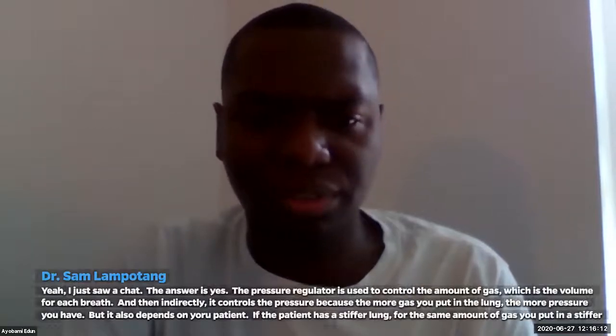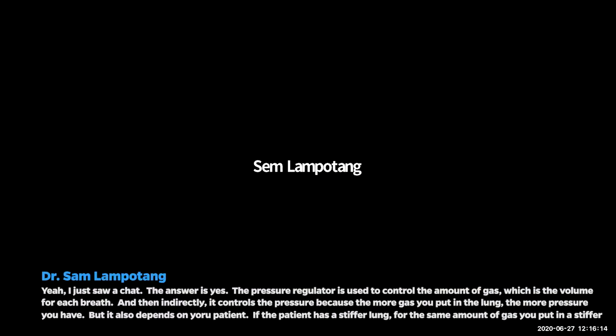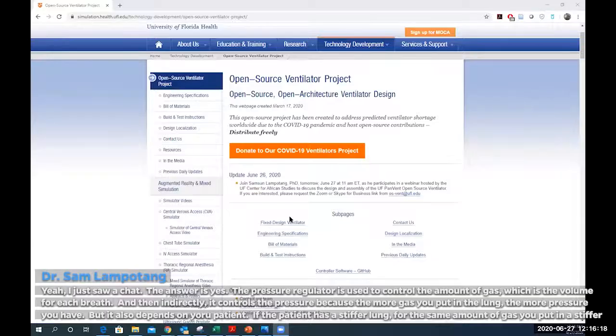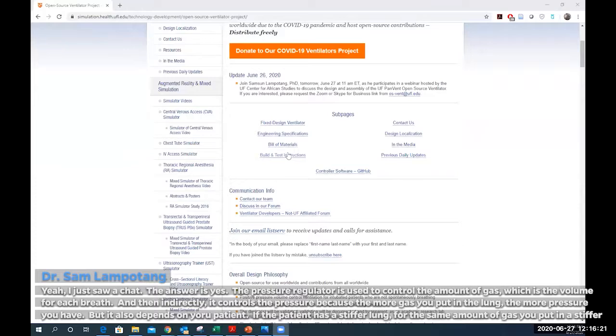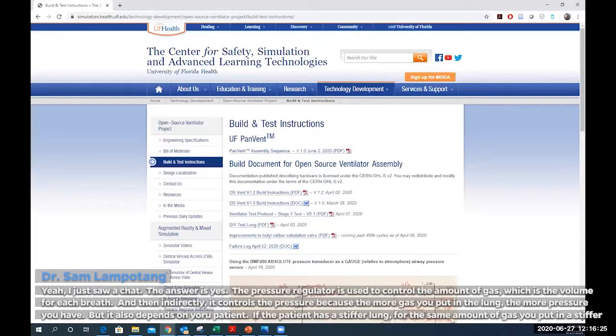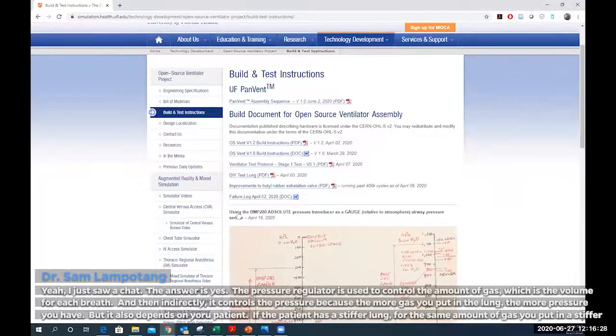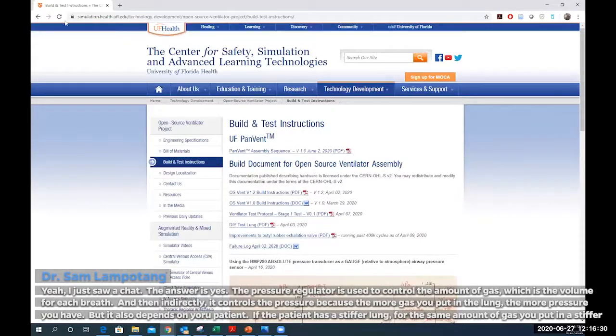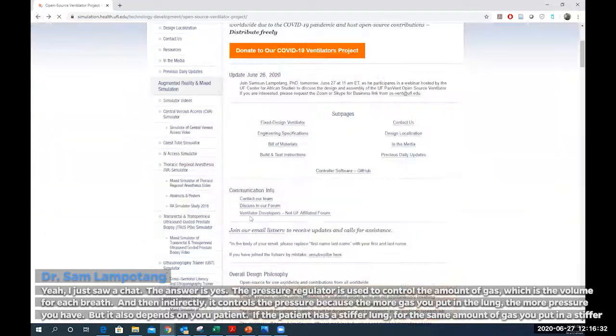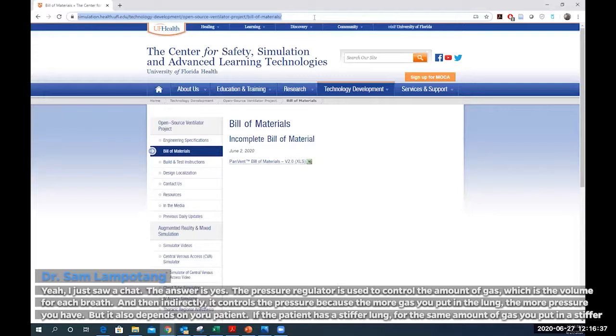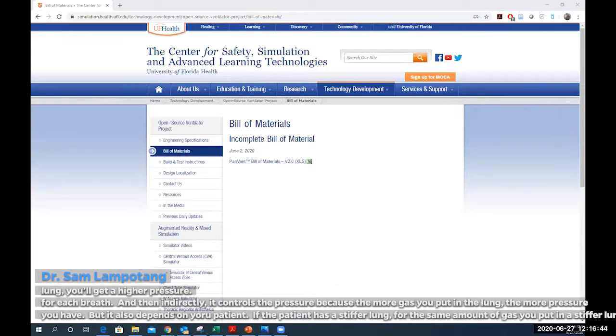I just saw a chat. The answer is yes. The pressure regulator is used to control the amount of gas, which is the volume that goes in the lung for each breath, and then indirectly it controls the pressure, because the more gas you put in the lung, the more pressure you have. But it also depends on your patient. If the patient has a stiffer lung, for the same amount of gas you put in a stiffer lung, you'll get a higher pressure.